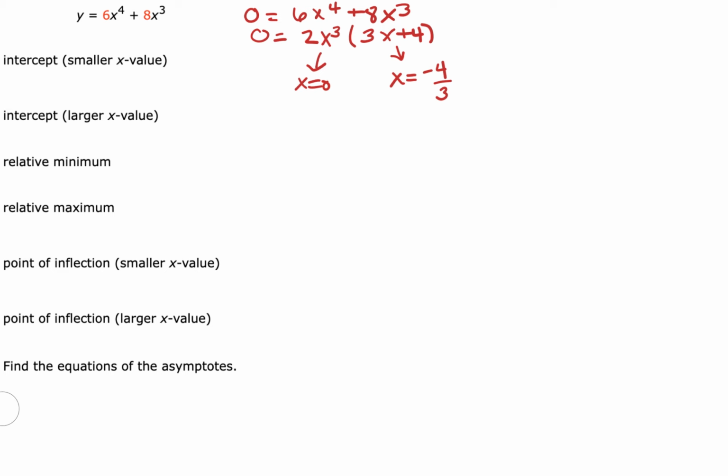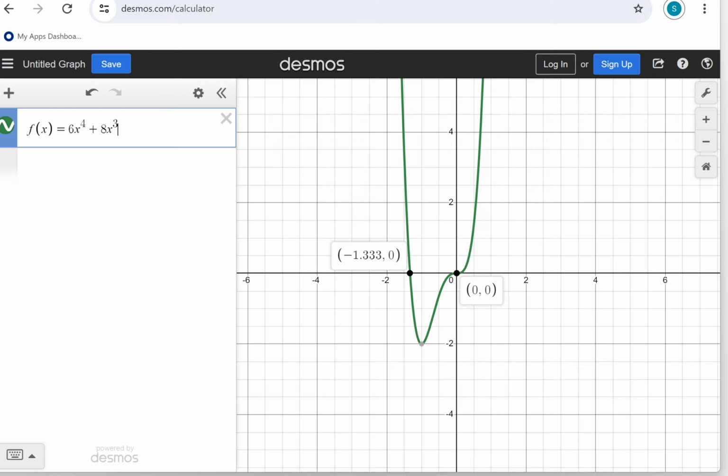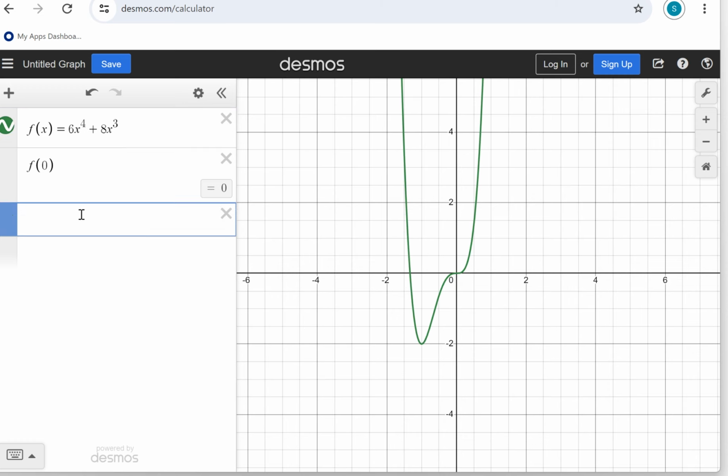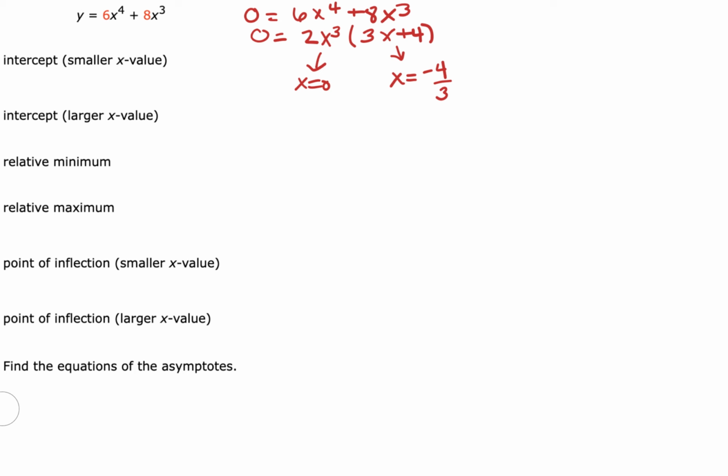And to find what the point is, so the entire point with the y included, I can come in here and I can set that equal to 0. So you should see that the y is equal to 0 when we set those equal to 0, right? And that's how we solved for it, was y equals 0. So also f of negative 4 thirds should also equal 0. All right, so my point, when I record it, is for the smaller x value, negative 4 thirds, 0. For the larger x value, 0, 0.